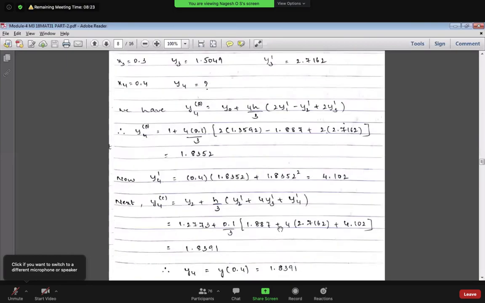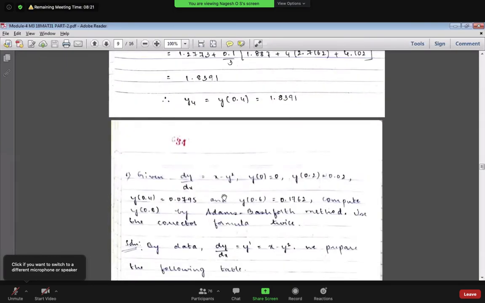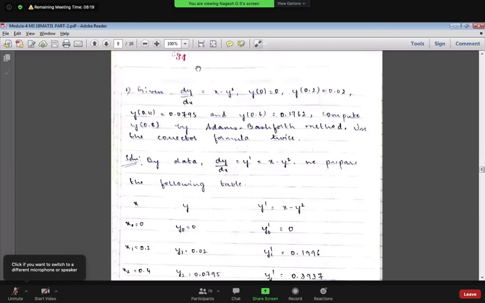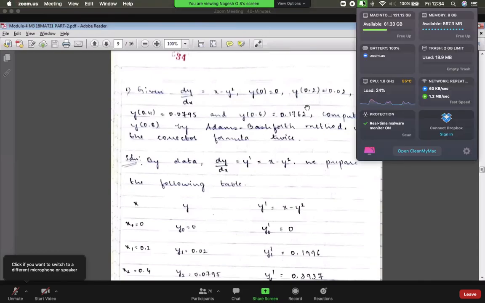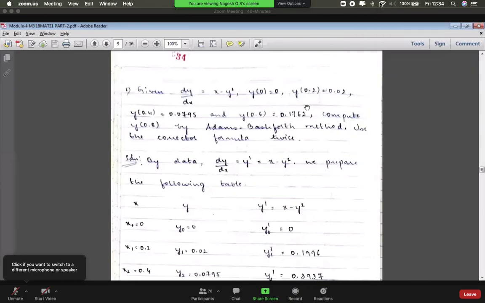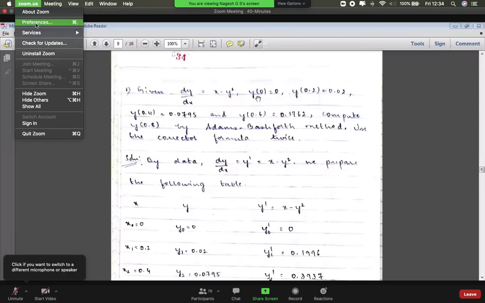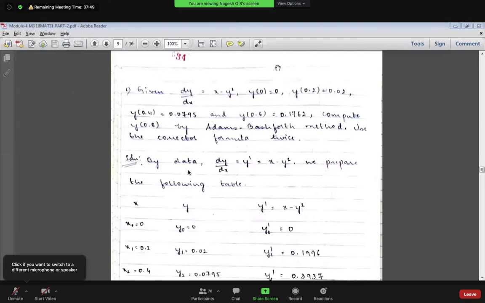No doubt in Milne's method? If you are clear with Milne's method, I will go to the Adams-Bashforth method. Next, Adams-Bashforth method.